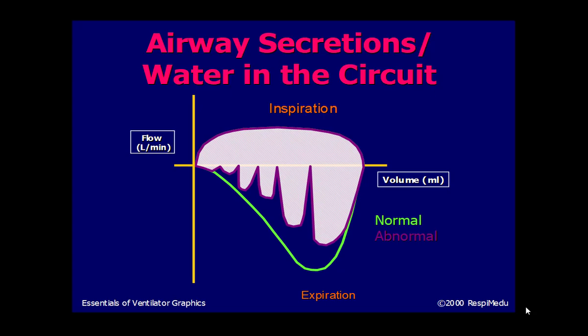In case there are secretions or condensate in the tubing, that tends to splosh around. It doesn't affect the inspiratory part because the air is being pushed through with force. But when it comes to the exhalatory part, this water tends to just oscillate, and that leads to a kind of an oscillatory descent of this expiratory curve.